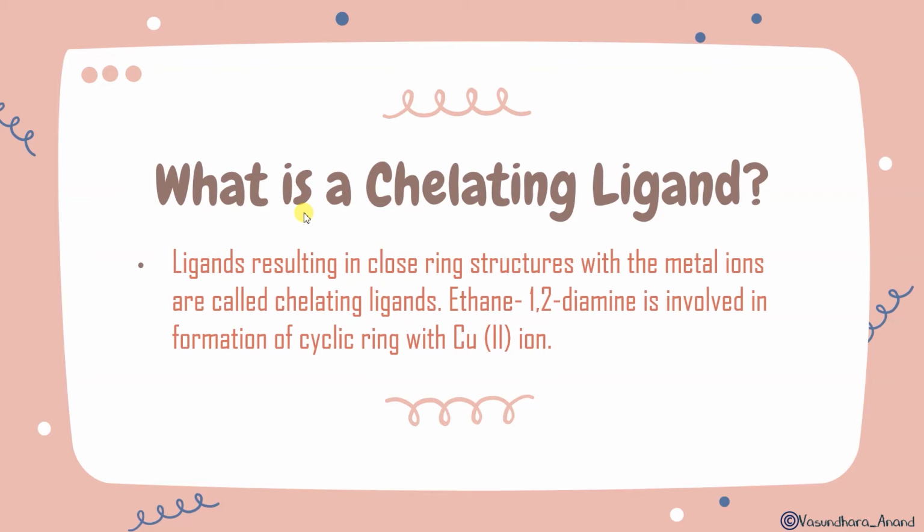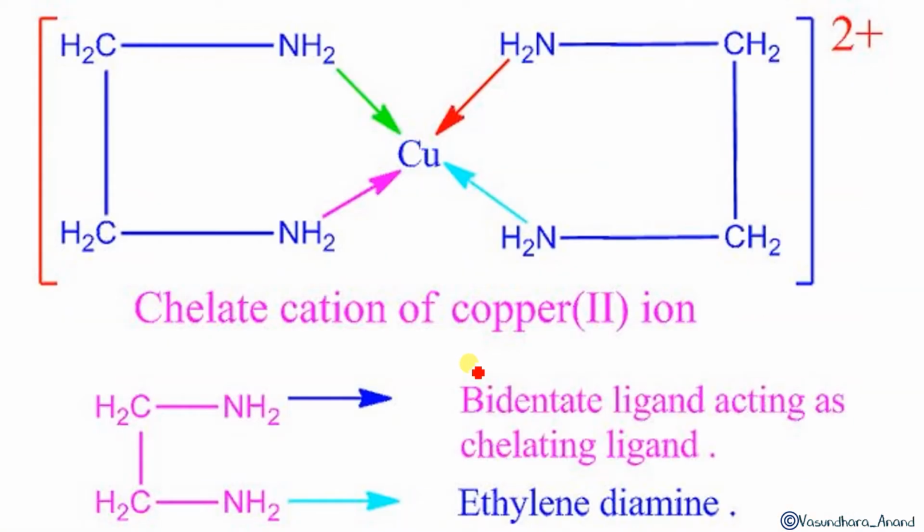Got it? So ethane-1,2-diamine is involved in formation of a cyclic ring with copper 2 ion. Here we can see this is ethene diamine, CH2NH2. In this, copper is forming a ring-like structure. Here it is a 1, 2, 3, 4, 5 membered ring. So this gives stability, and this is called chelating ligands. All the bidentate, tridentate, tetradentate and hexadentate ligands are called chelating ligands. More number of members in the ring, more will be the stability.